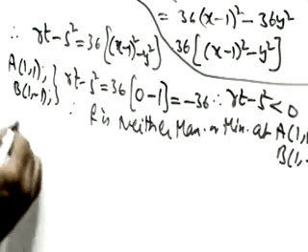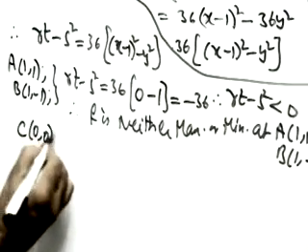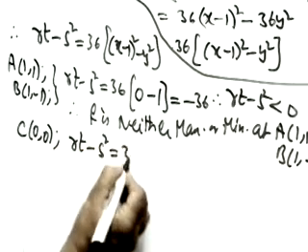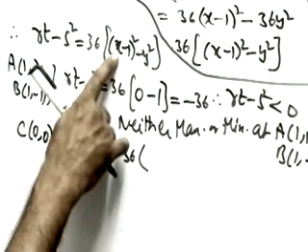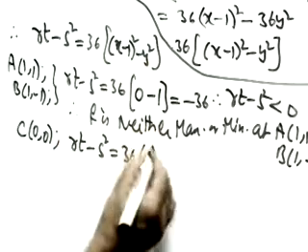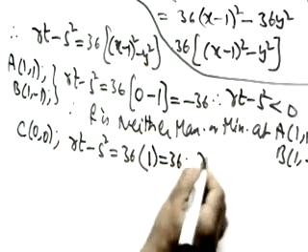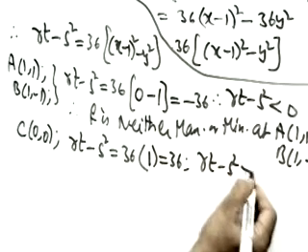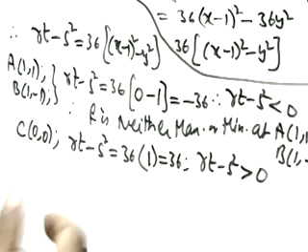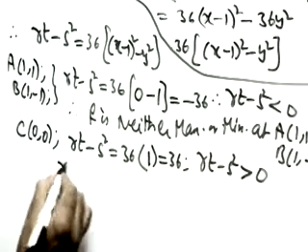So let me go for the third point, C(0, 0). See here, next point is C(0, 0). Now rt minus s square equals 36 into, if you keep 0 here, 0 minus 1, minus 1 square is 1, so this is 36. Therefore rt minus s square is greater than 0. So we will have either maximum or minimum at C.